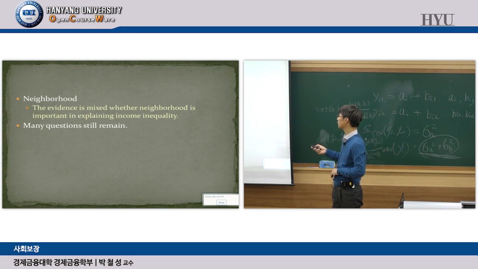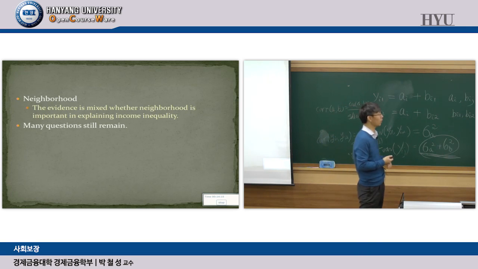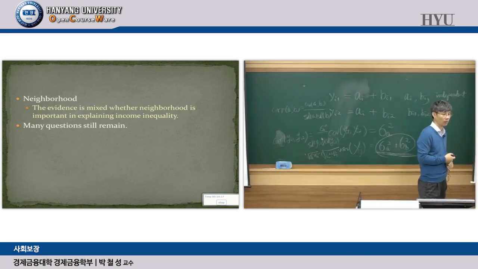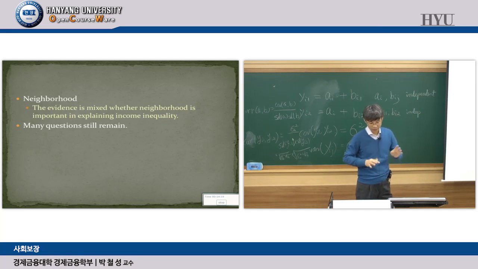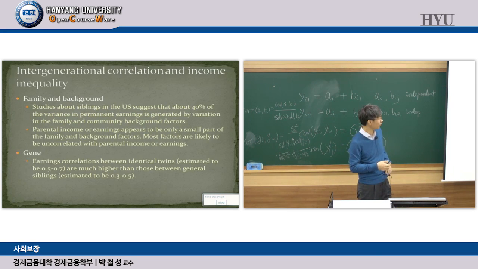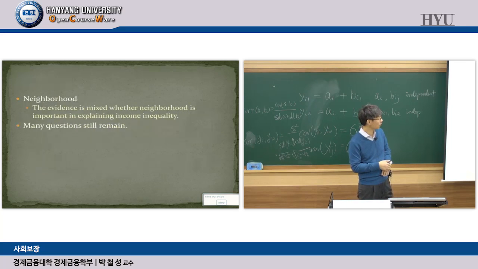And neighborhoods, the evidence is still mixed. So lots of questions still remain. We are not sure which factor is quite important. Actually, now there are interesting studies about this type of thing. I talked about nature and nurture, and what they found out is that a genetic factor seems to support the nature part. So nature is quite important.